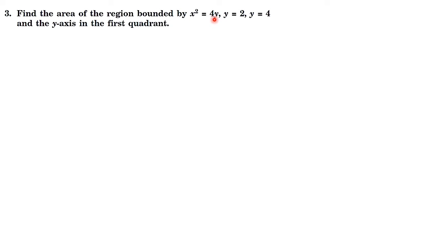For that, just identify which type of parabola it is. x square means for positive or negative x is not a problem, but y should always be positive. y always positive means the positive side of the y-axis, which is upside. That means an upward-opening parabola will come here. And here y is equal to 2 and y is equal to 4 means the limit is in terms of y.